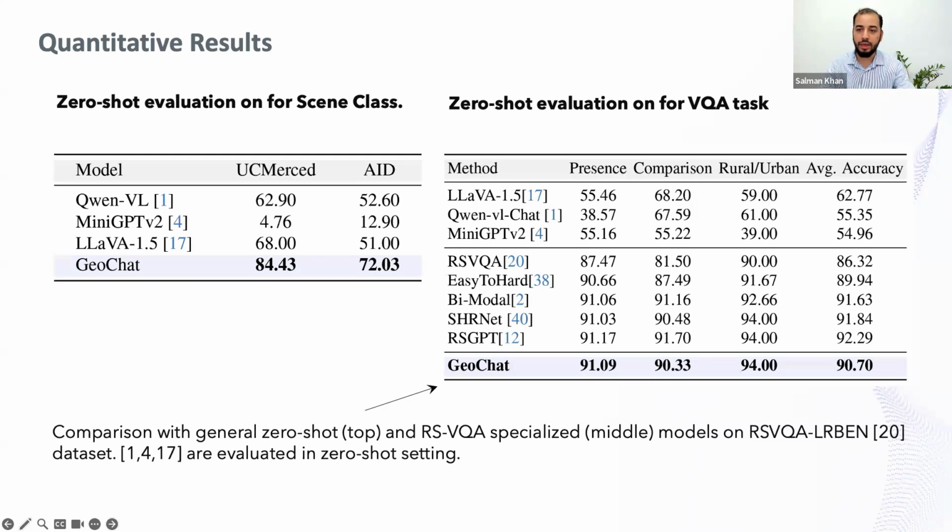Similarly, on the right-hand side, we compare on the visual question answering task on the RSVQA dataset. Again, we compare with both domain-specific methods, for example, RSGPT and RSVQA, as well as generic models such as LLaVA, Qwen-VL, and MiniGPT v2. Again, we notice that the GeoChat model performs favorably well in both these tasks.